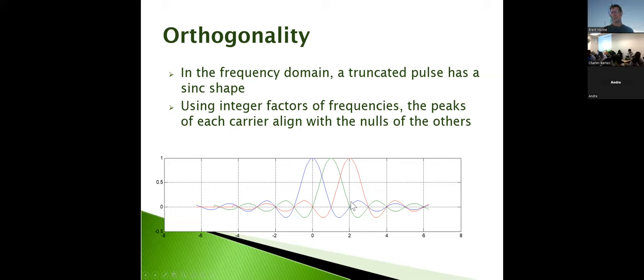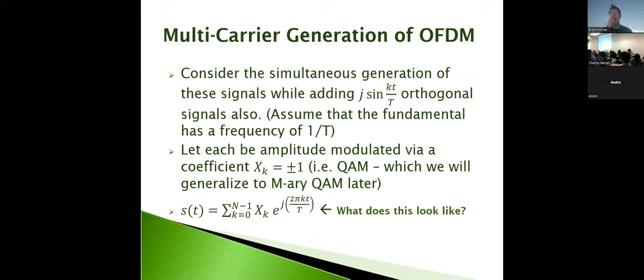So we saw something similar to this in the ISI lecture way back when, right? Using integer factors of frequencies, the peaks of each carrier align with the nulls of the other. So let's look at the multi-carrier generation of this orthogonal frequency division multiplexing, right? We're going to use different frequencies to carry multiple users, but we're going to squeeze them to the point where we're just meeting this orthogonality condition, right?